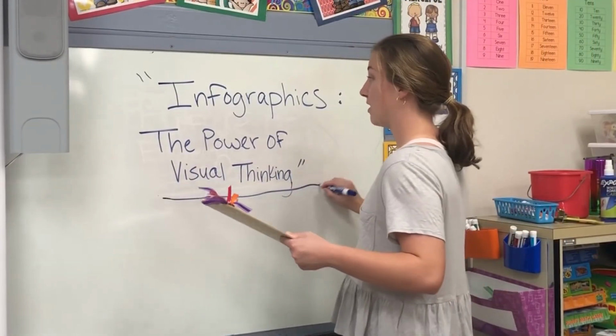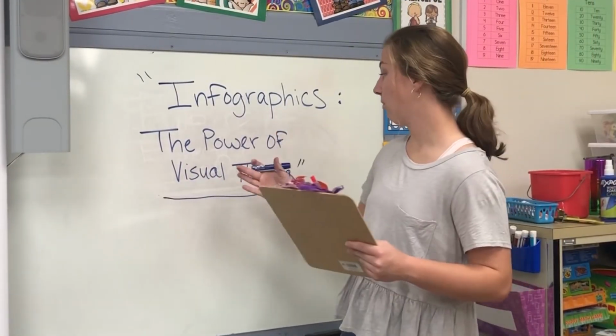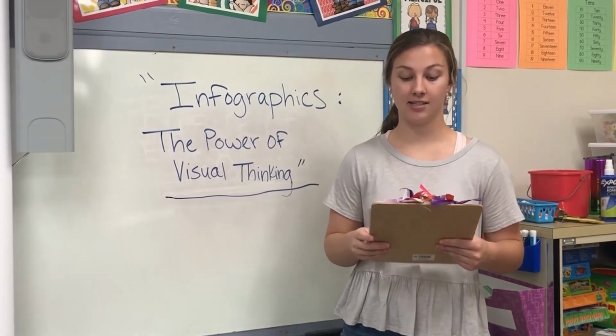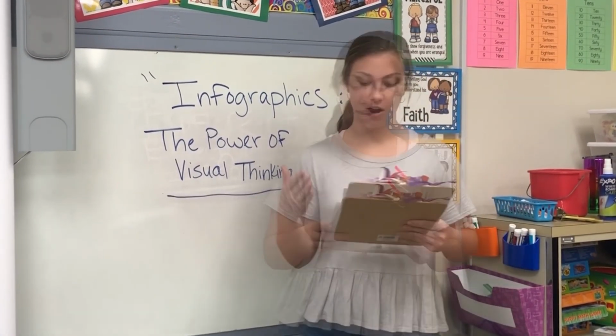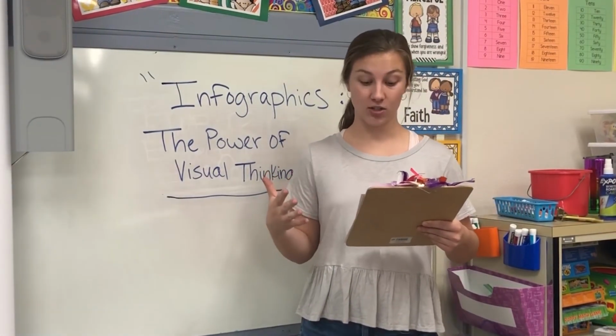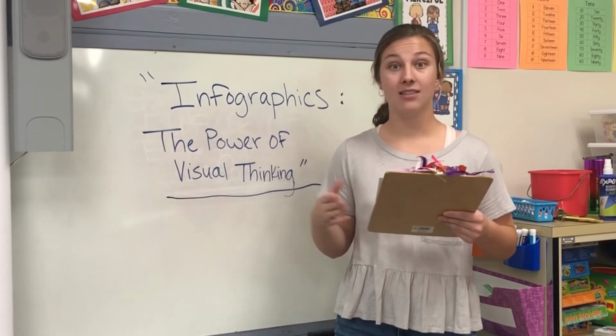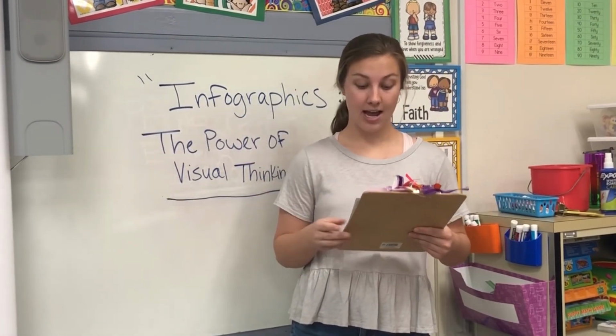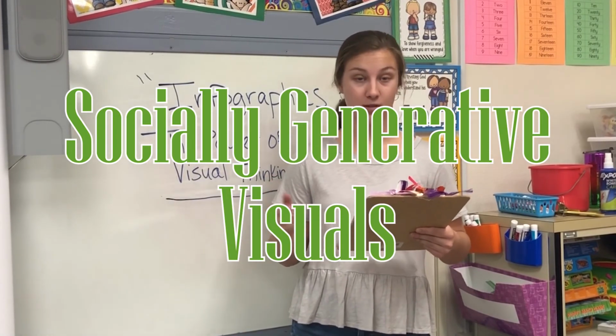Let's take a look at the book Infographics: The Power of Visual Thinking. So the last chapter of this book discusses the future of infographics. The author of the book explains that there are two major ways that infographics could evolve in the future. And these are democratized access to creation tools and socially generative visuals. What does that even mean?